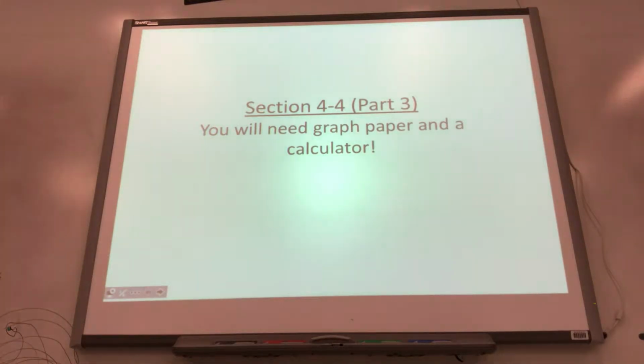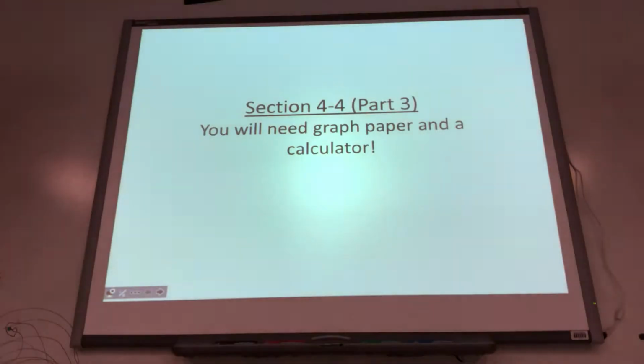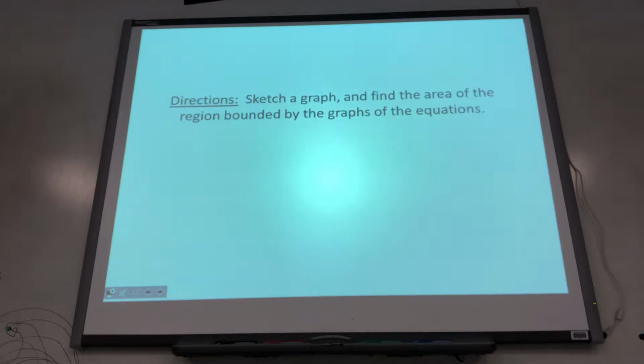There's, I think, 5 parts total. Now, there is a little bit of graphing with this. So I said you might want to grab some graph paper. You could probably sketch these just on line paper, so really either one is fine. But let me put the directions up here real quick.